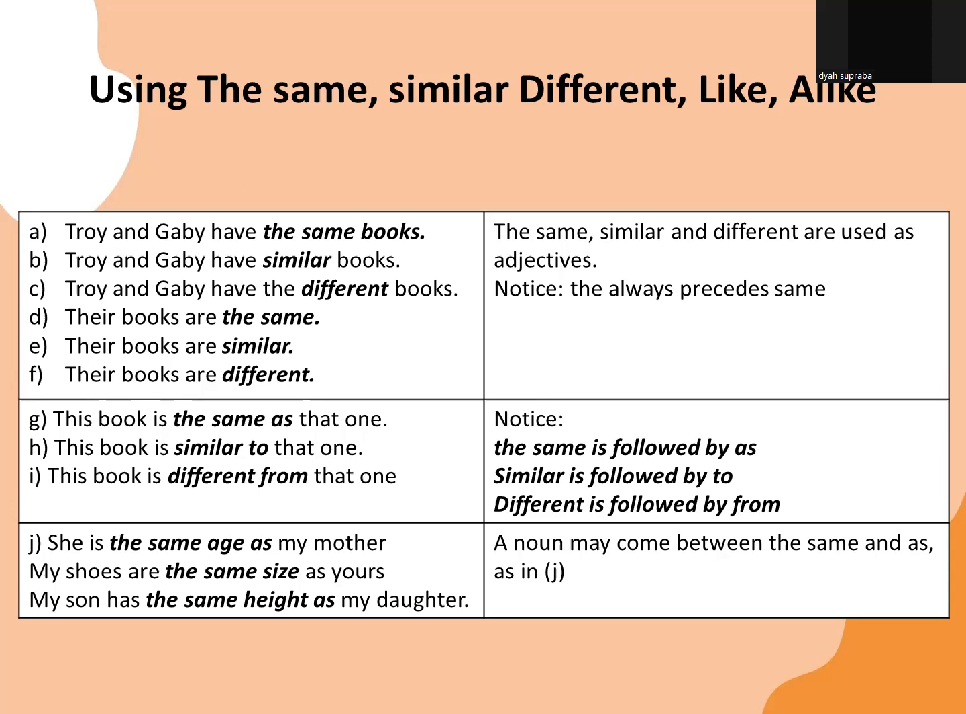When we talk about similarities, we can use the same, and then it will be followed with a noun. A noun may come between the same and as. She is the same age as my brother. My shoes are the same size as yours. My son has the same height as my daughter.